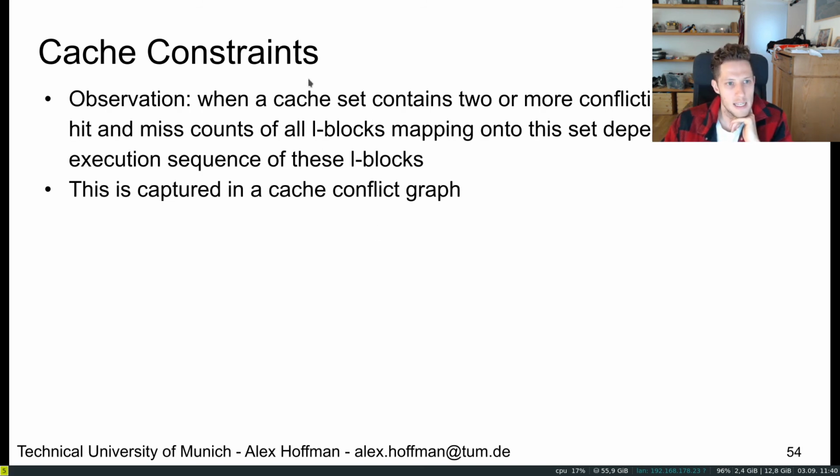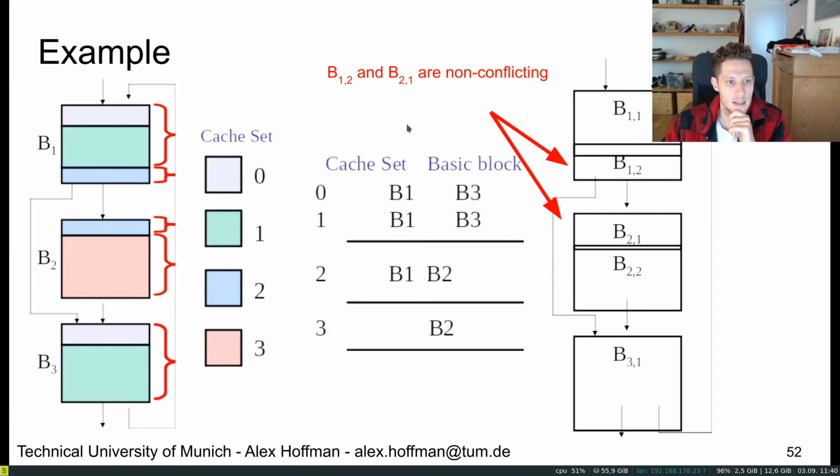And so this can be seen in this observation that I've got noted here, that when we have conflicting L blocks, the hit and miss counts of all L blocks mapping onto the set depend on the execution sequence of these L blocks. And so, as we can see here, these two conflict with each other, but it's the execution sequence which determines the hits and misses. And we have to take this into account. We can logically think through it to come up with these constraints or to derive these observations.